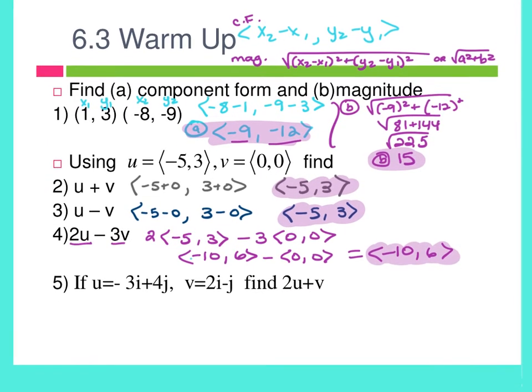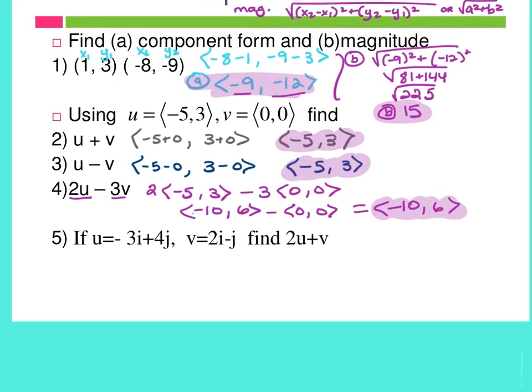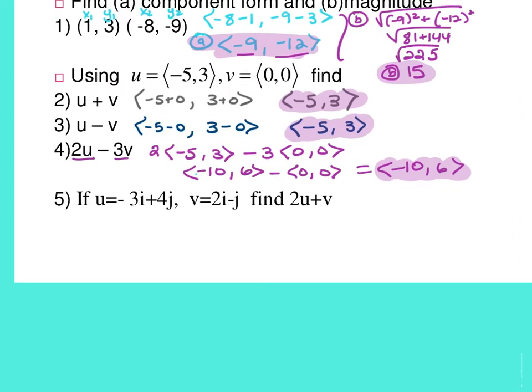And number 5 is in IJ form. It says if U is negative 3I plus 4J and V is 2I minus J, find 2U plus V. So remember, we can take this and put it into component form if you're more comfortable that way, and then distribute the 2 in, and then add these. And I'd get negative 4, 7.